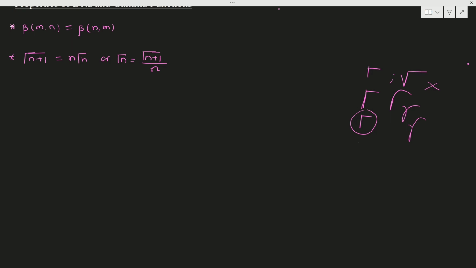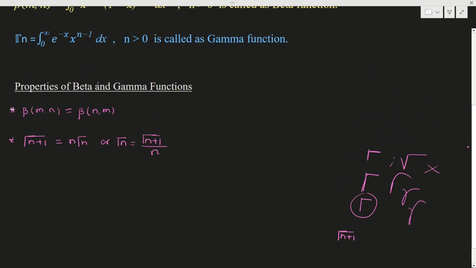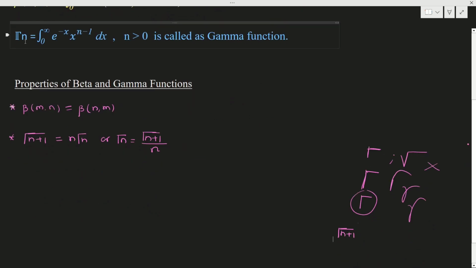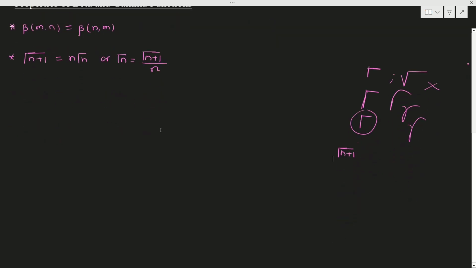First one is beta of m, n equal to beta of n, m, and gamma of n plus 1 equal to n into gamma n, or that can be written as gamma n equal to gamma n plus 1 by n. And don't get confused with the symbol of gamma and root. Gamma is different and root is different. And we know the gamma n definition is integration from 0 to infinity e raised to minus x, x raised to n minus 1 dx. Now in place of n, if you write n plus 1, what happens?